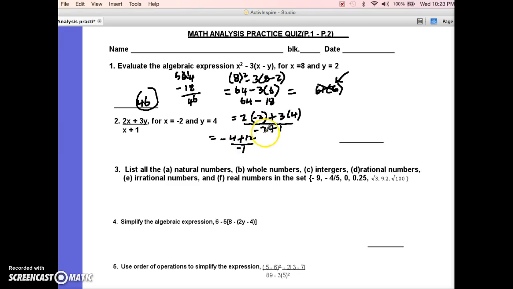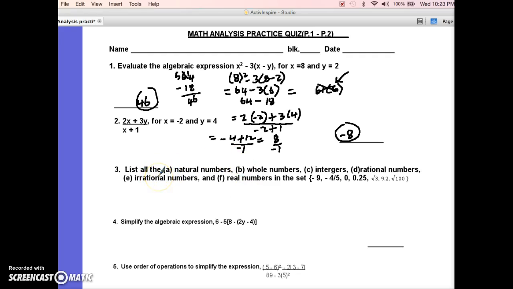The bigger one dominates the sign. When the signs are different, then you subtract, but the bigger one dominates the final sign. Same here. Negative 4 plus 12, the bigger one is positive. So once we subtract, we use a positive sign over negative 1. And again, when we divide positive by a negative, the result is always negative. That takes care of that one.